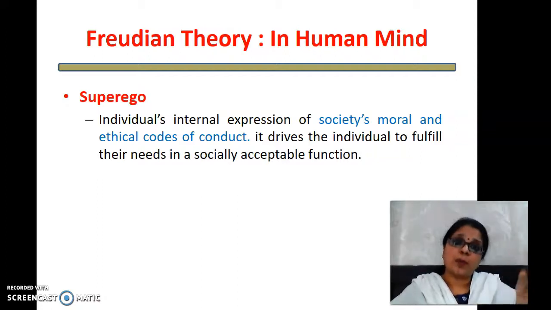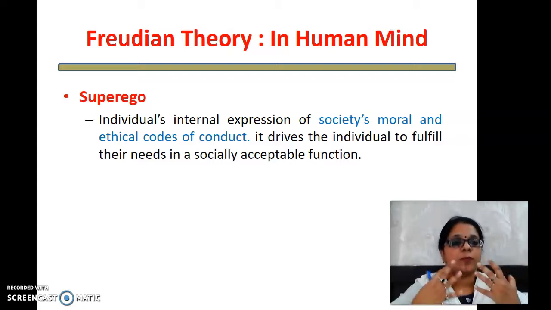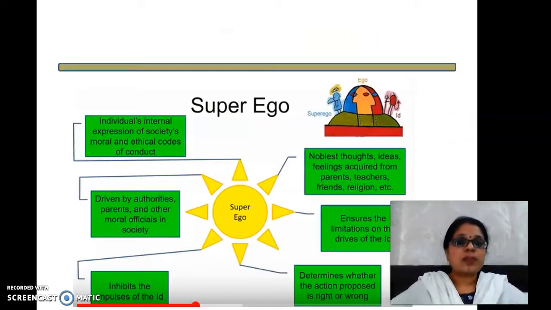On the other hand, superego is talking about internal expression where we want to achieve something, where we want to satisfy a need, but we want to keep society's moral and ethical code of conduct in mind. So once again, with this picture, I think you are able to correlate superego more nicely. Superego is the noblest thoughts, ideas, and feelings acquired from parents, teachers, friends, and religion. It is also driven by authority, parents, and other moral officials in society.